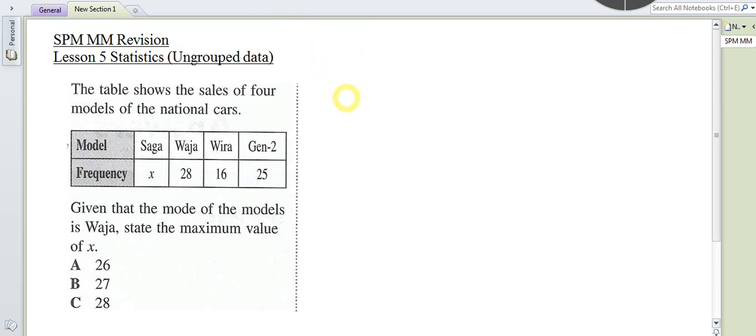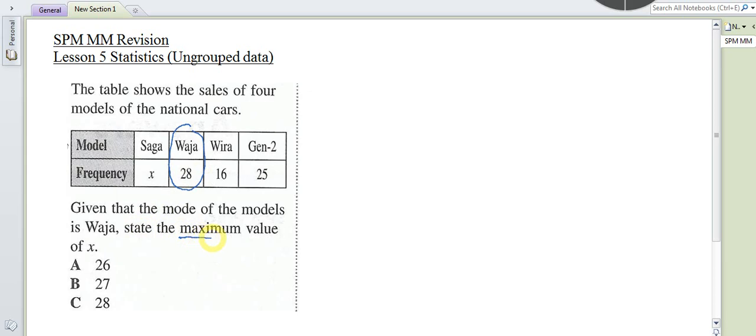Okay, so let's go to these questions. We have a frequency table. The table shows the sales for 4 models of the national cars: Saga, Waja, Vira, and Gen 2. Given the mode of the models is Waja. Okay, so mode means the data which has the highest frequency. So we know that the highest frequency for this set of data is 28.